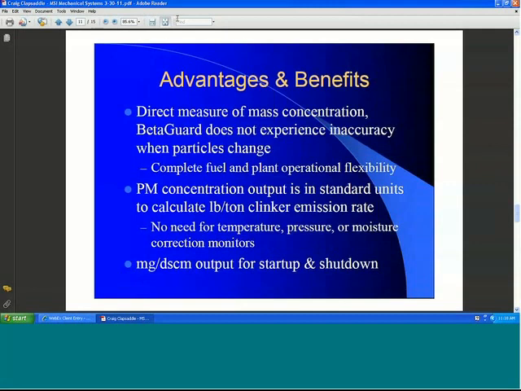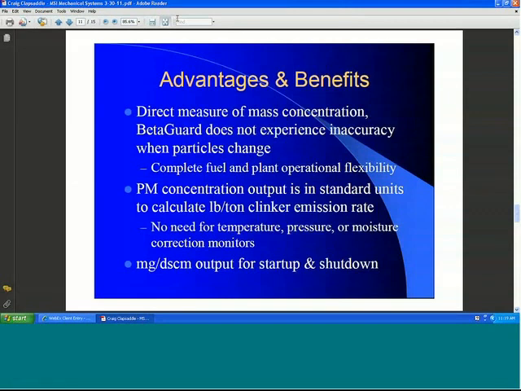So we just wanted to discuss some of the advantages and benefits of the BetaGuard. As I mentioned, it's a direct measure of mass concentration. The BetaGuard does not experience inaccuracies when particles change. This gives the source owners complete fuel and plant operational flexibility.